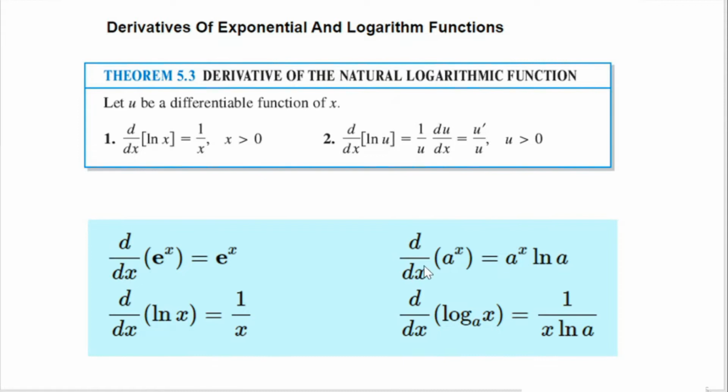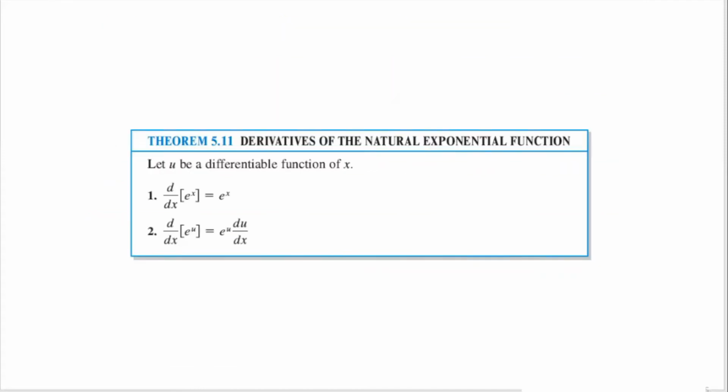And the derivative of a raised to x, where a is a constant, is equal to a raised to x ln of a. And the derivative of the logarithm of x to the base a is equal to 1 over x ln of a. So I guess this second part is just the same as this.